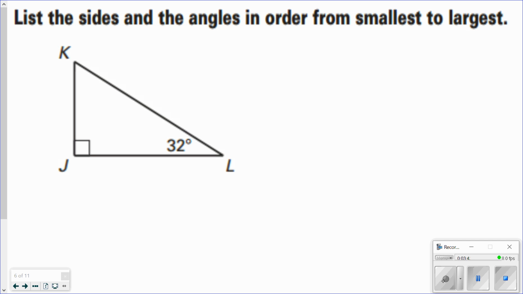Now we're going to try this one last time. If we look at our triangle, we're actually missing an angle. I know that this angle here is 90 because of that marking. This angle here is 32. So what would the measure of angle K have to be? Well, we know that the angles in the triangle add up to 180, meaning K would have to be 58. All right, so now that I know K is equal to 58, let's start with our angles and our sides.